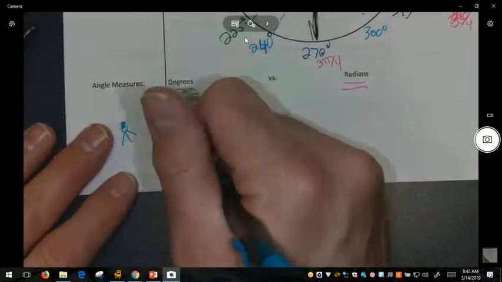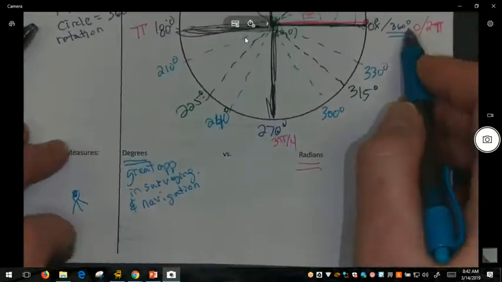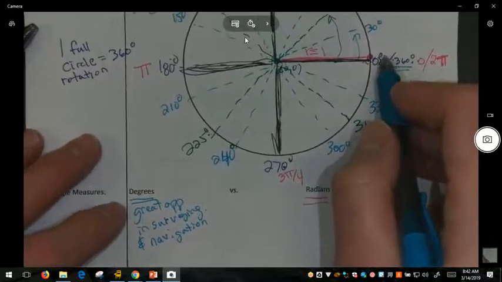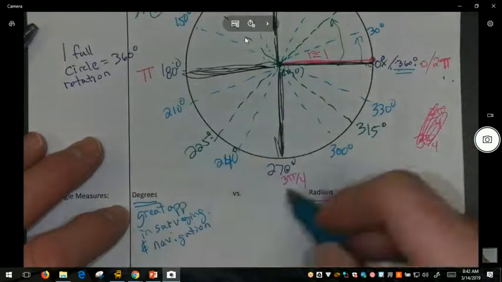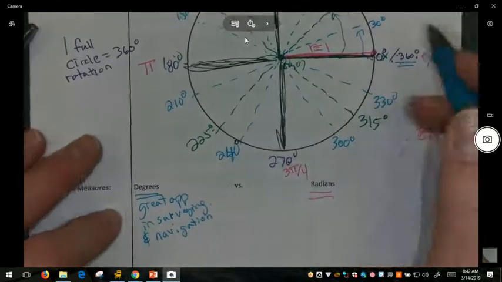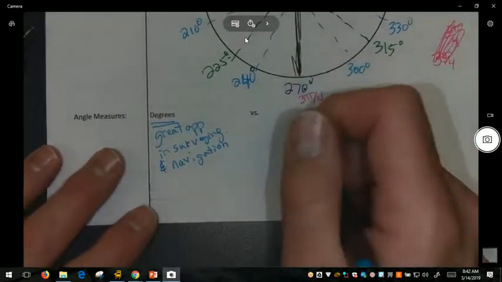But the downside of degrees is they kind of just randomly picked 360. Well, I shouldn't say randomly. It's not as directly related to the circle as the radians. The radians are directly related to the circumference and a portion or a fraction of the circumference.